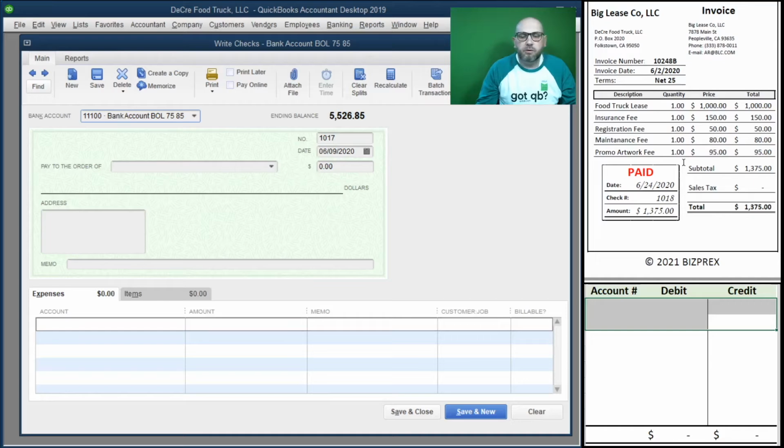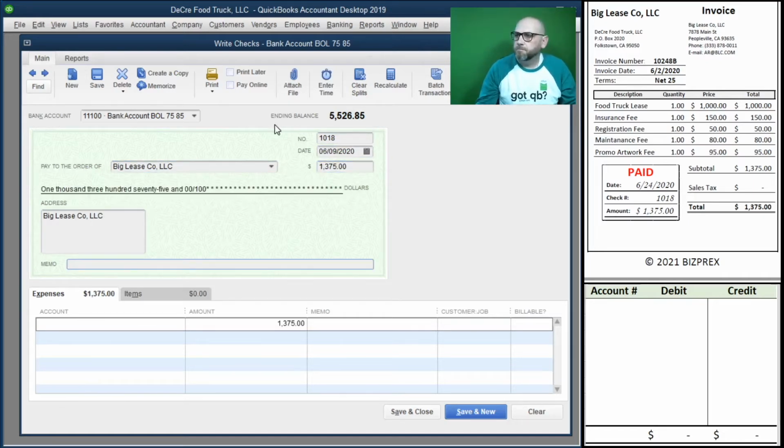All right, one more. This one is a bit more complex, right? Because this one impacts more than one expense account. So let's digest this one. All right, so what do we have? We have expenses on leasing, rent, insurance, registration, maintenance, and some advertisement and promotion, right? So let's go ahead and do that.